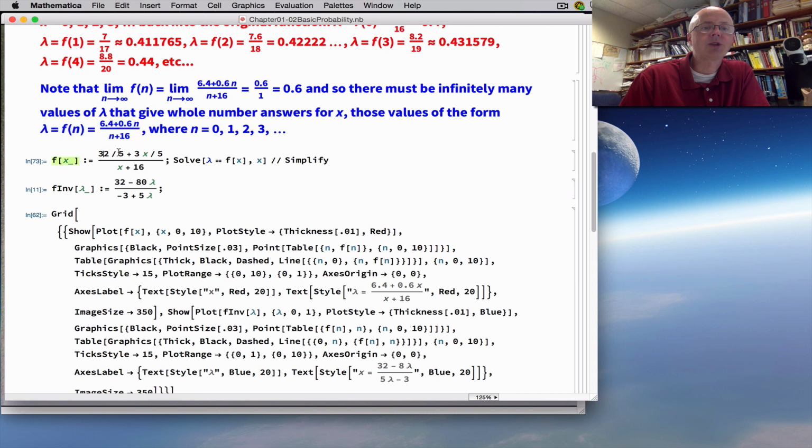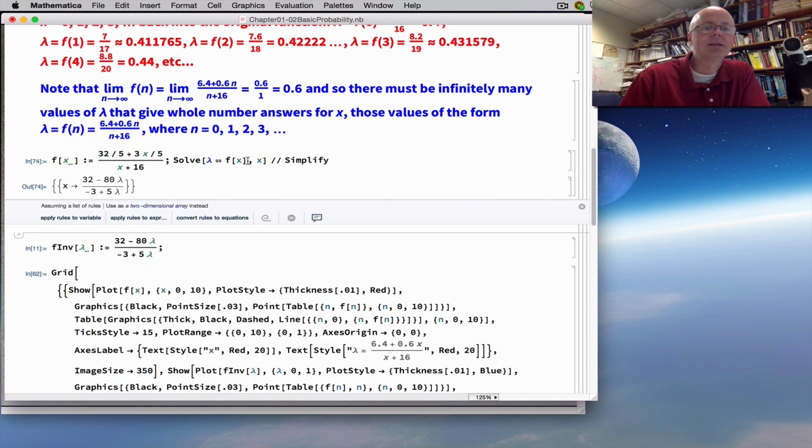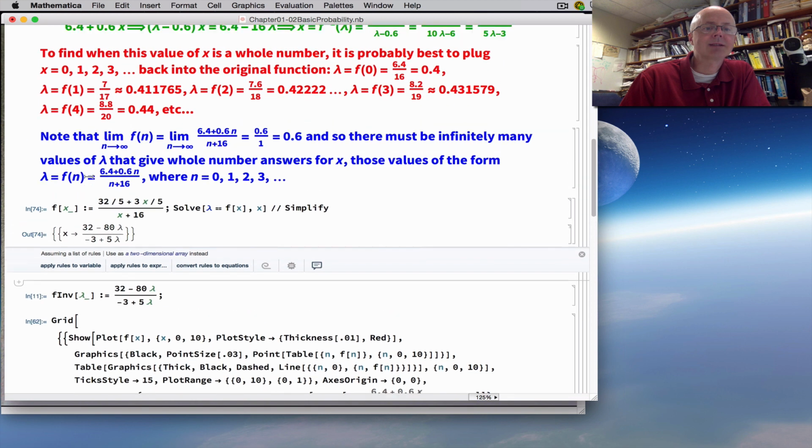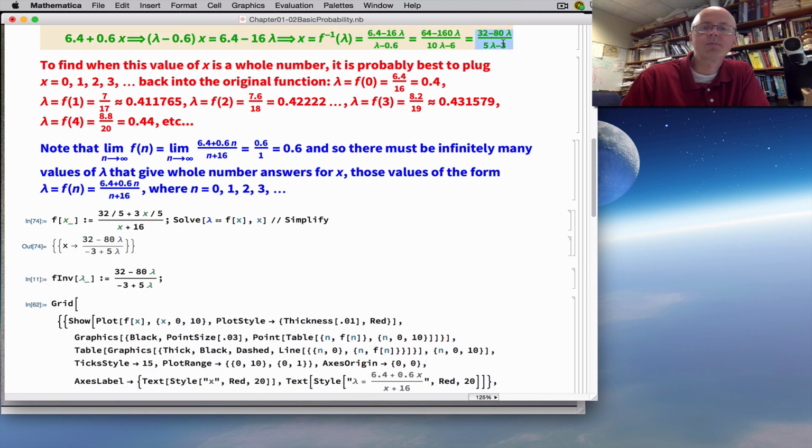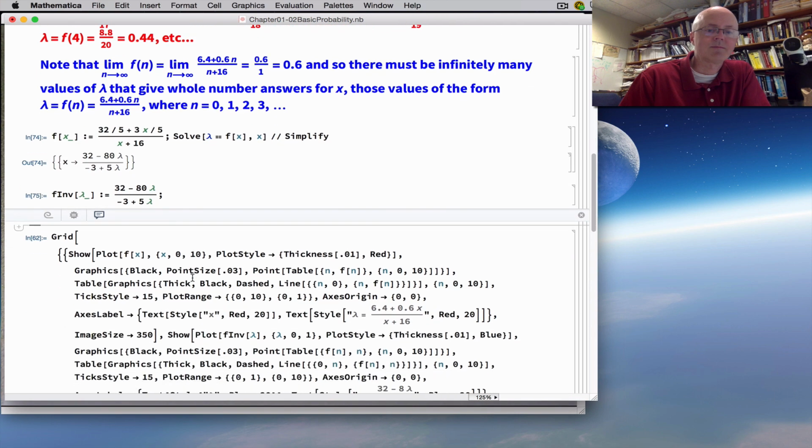I did put in fractional values for 6.4 and 0.6 here and solved to get the same answer here for x in terms of lambda right there as we got up here, just written slightly differently. And I can think of that as the inverse function of f, and then I can plot it.